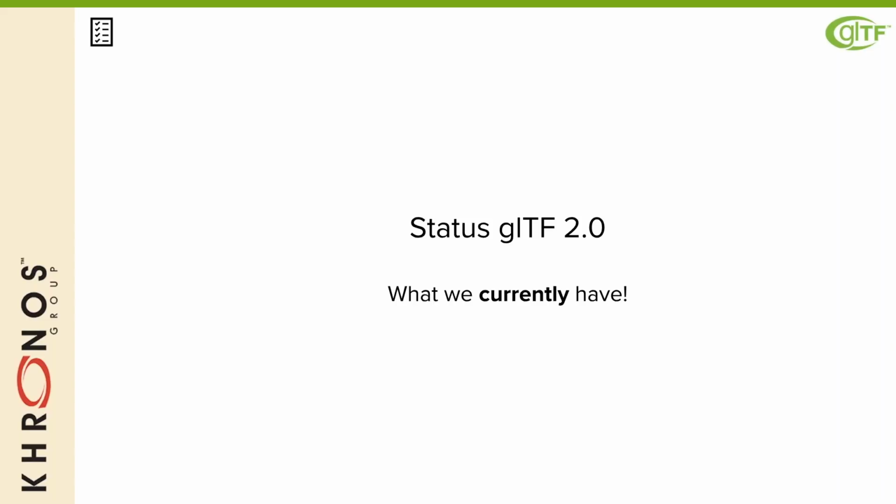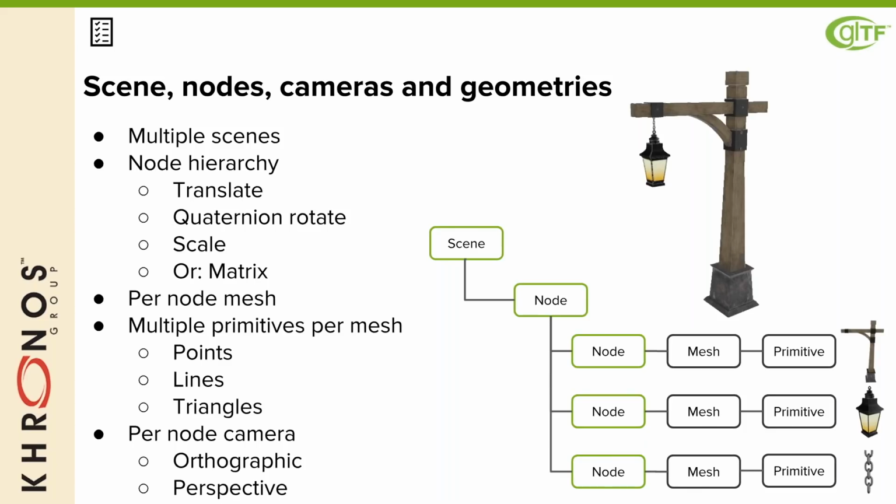So, status of glTF 2.0, what we currently have. As I said, I'm talking about the current state of glTF. So what can we have? We have scenes, nodes, cameras, and geometries. The people who are familiar with glTF know it best. For people who are new to this and maybe are watching this webinar, it's a rough overview of what it can do. And it's also important later for my projections for the future of glTF.